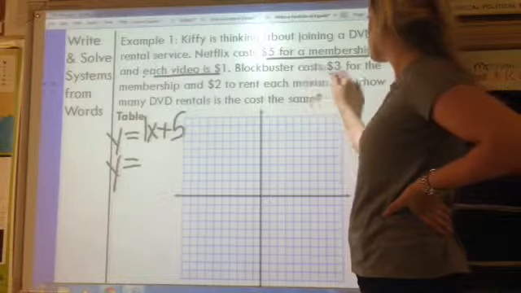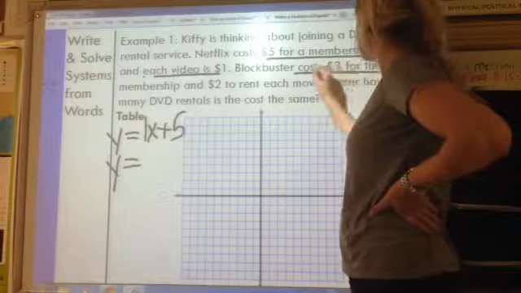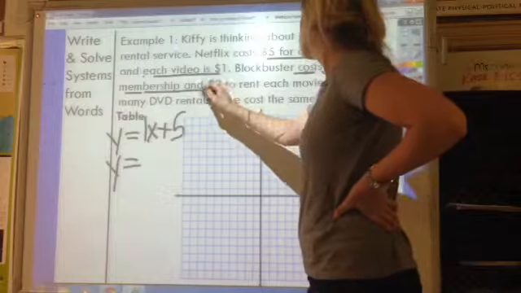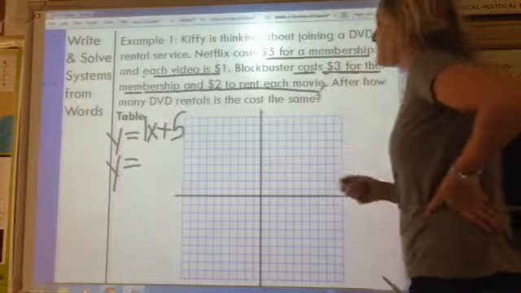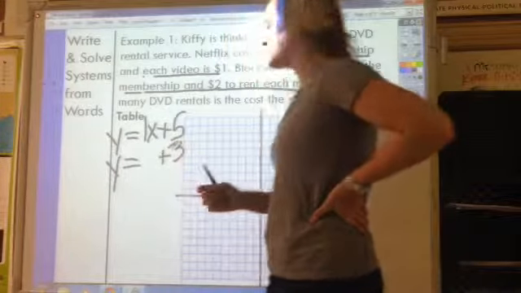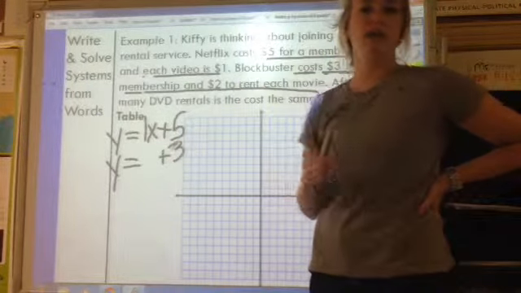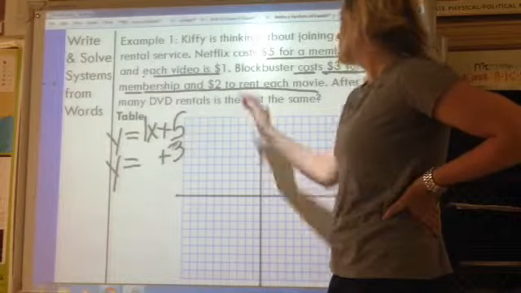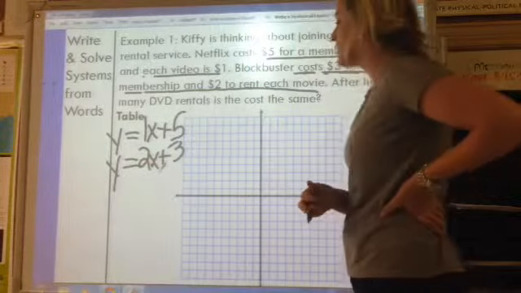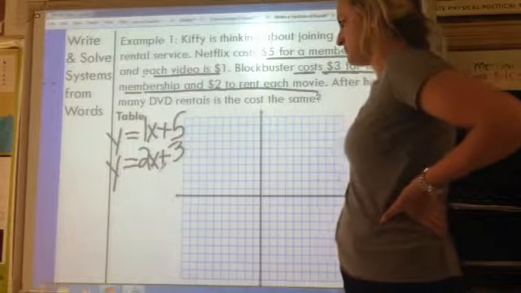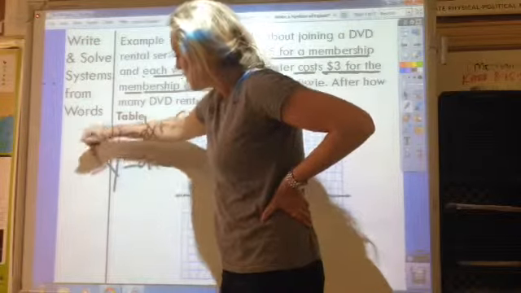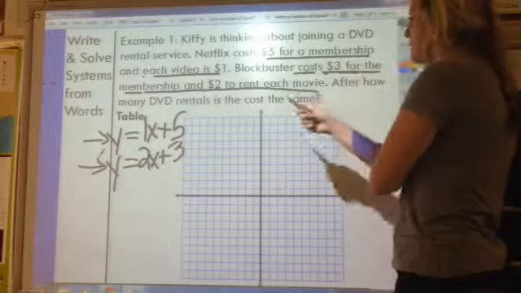Blockbuster costs $3 for the membership and $2 to rent each movie. If it's $3 for the membership, that's going to be a one-time thing. So since it's going to be a constant, it will never change. That will be my starting point. $2 to rent each movie. I don't know how many movies I'm going to rent, so I can go ahead and accompany that with an x.